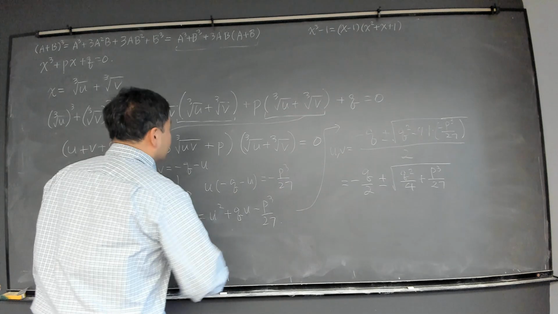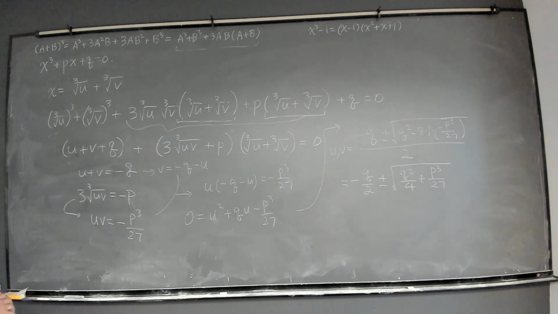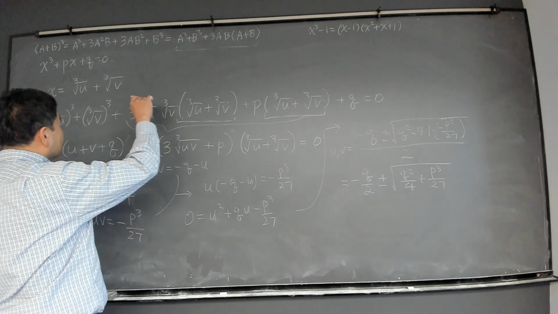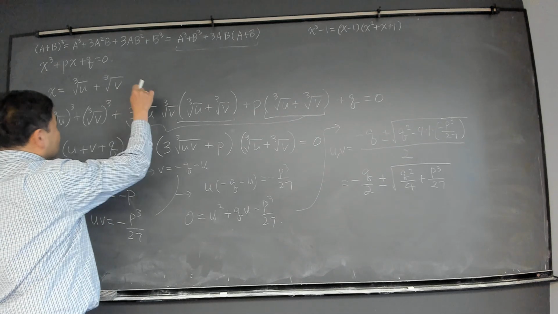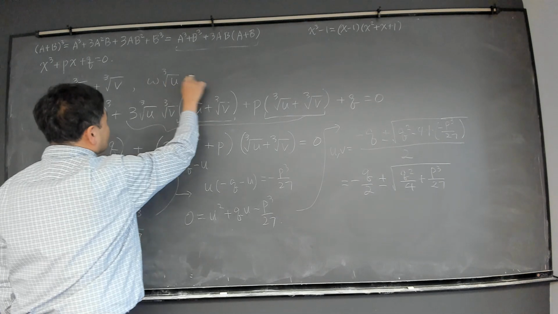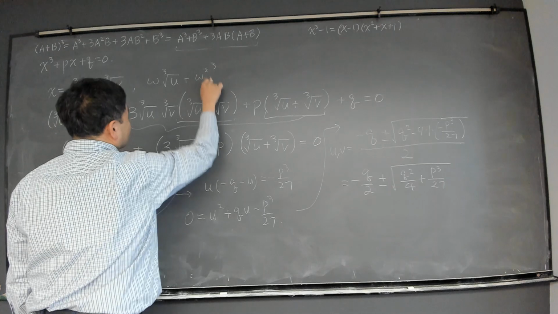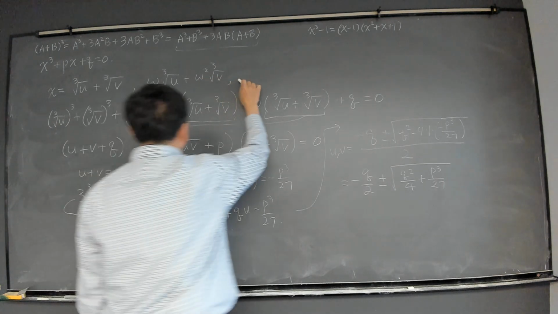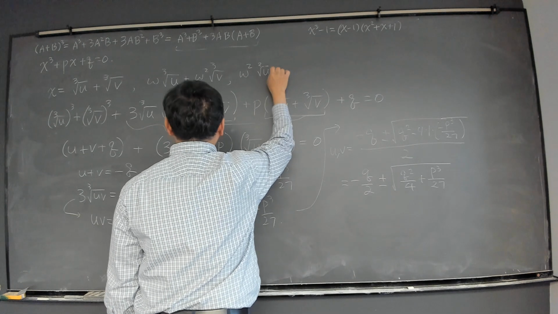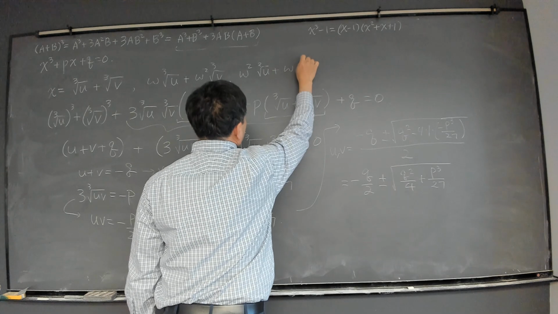All right. So now what we do after this is, we use that same idea, but slightly differently. If this is one solution, the other solutions will be omega times the cube root of u plus omega squared times the cube root of v, and then omega squared times the cube root of u plus omega times the cube root of v.